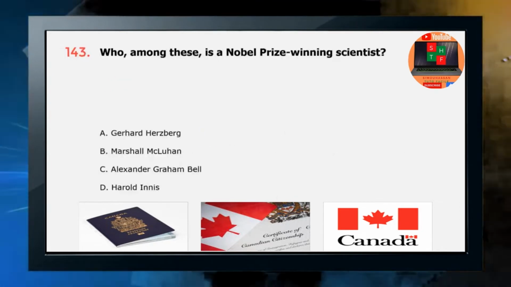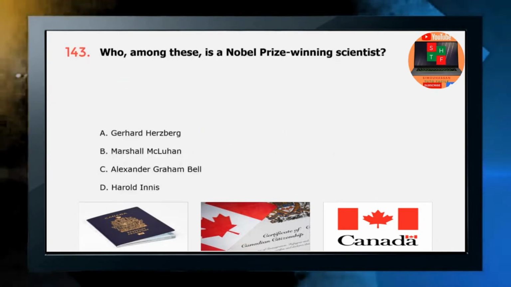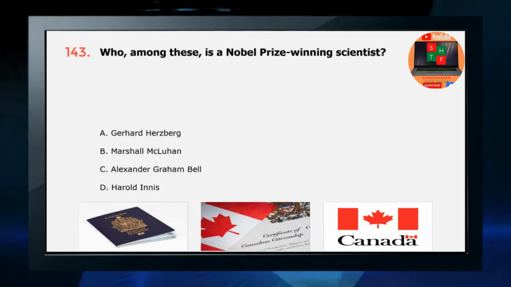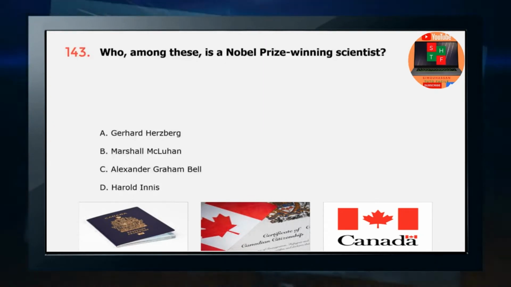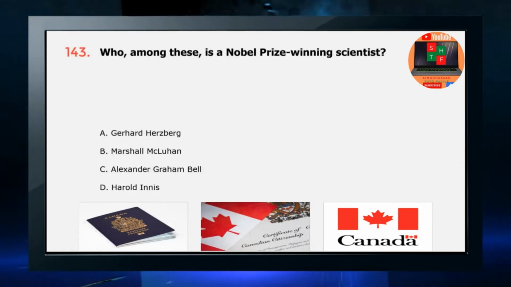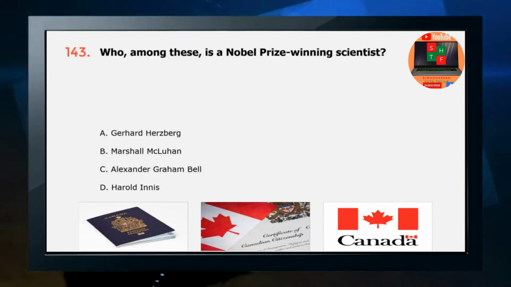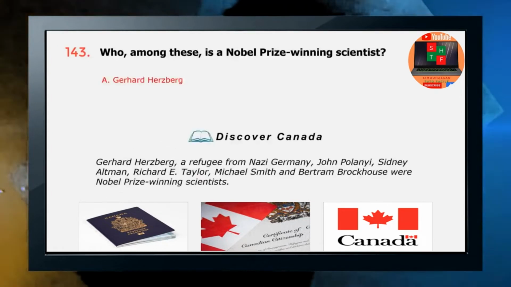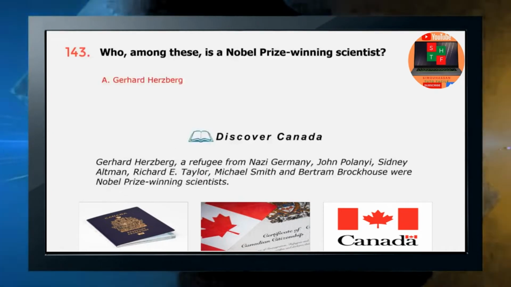Question 143. Who, among these, is a Nobel Prize-winning scientist? A. Gerhard Herzberg. B. Marshall McLuhan. C. Alexander Graham Bell. D. Harold Innis. The answer is A. Gerhard Herzberg.